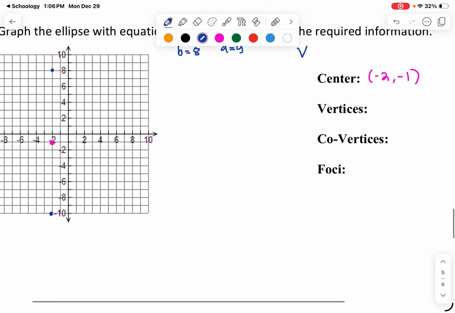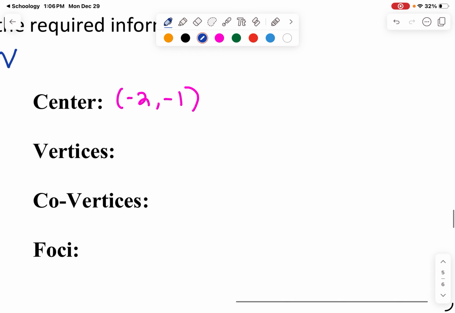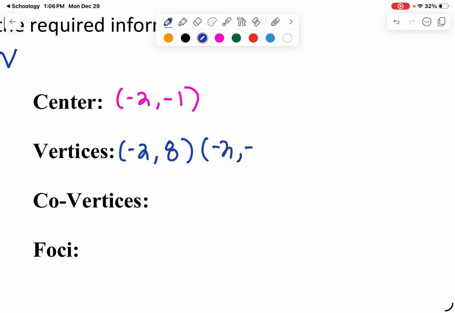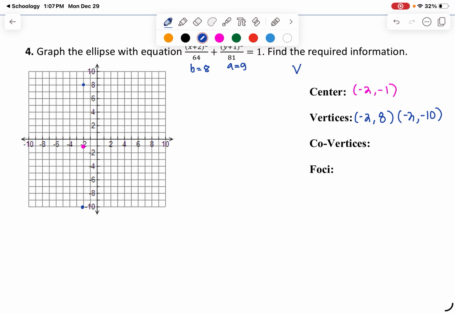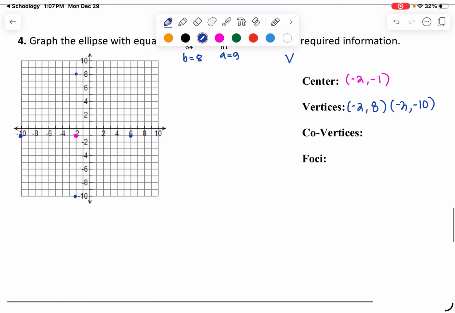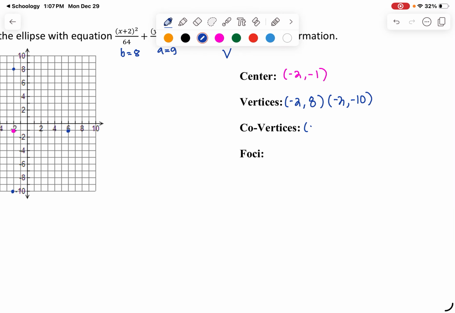So I can either look at the point and say that's negative 2, 8 and negative 2, negative 10. Or I can say, all right, I didn't move left or right. Up 9 from this is negative 2, 8. Down 9 from that is negative 2, negative 10. See what I'm saying? All right, B is 8. So I'm going to move right 8, left 8. So that is negative 10, negative 1, and 6, negative 1. And if I want to double check, right 8 is 6, left 8 is negative 10. It worked, yay.